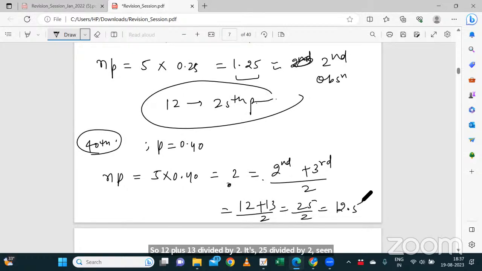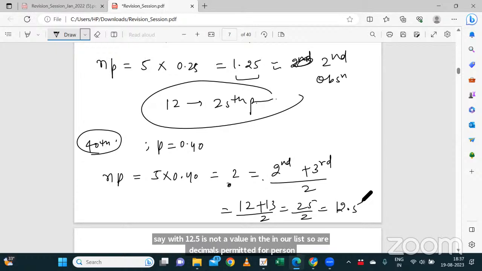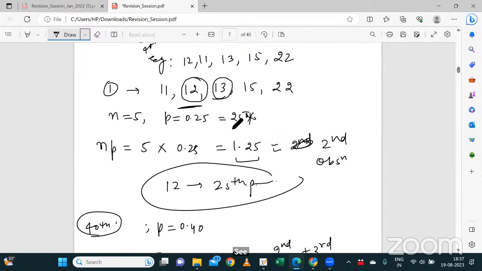Is this clear, percentile? Yes, sir. Sir, but 12.5 is not a value in our list. So are decimals permitted for percentiles? Yeah, it's a percentile. See, it's a small data set. That's why we are getting this. Sometimes a percentile is some small observation. Whenever you go into real life, you will get large data sets, right?